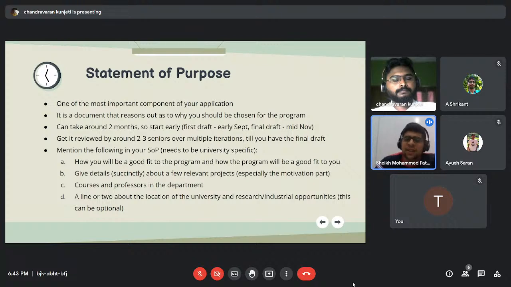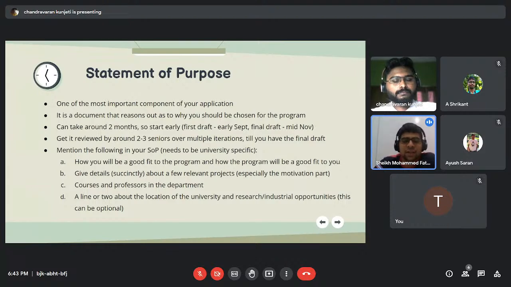So it can take around 2 months. So ideally, it would be best to start early. Say you could have the first draft ready by early September, and as Ayush said, you could start giving it out to seniors for their review. So probably you will have the final draft ready by mid-November in that case.